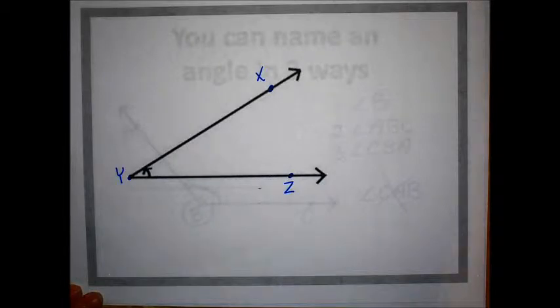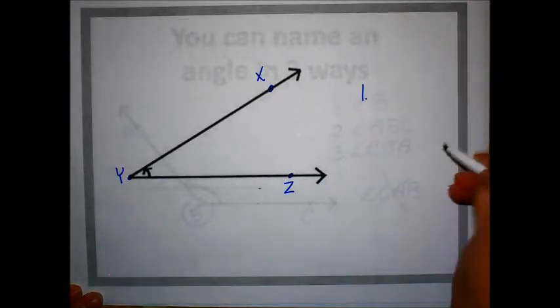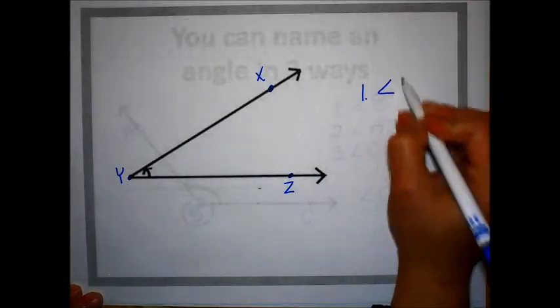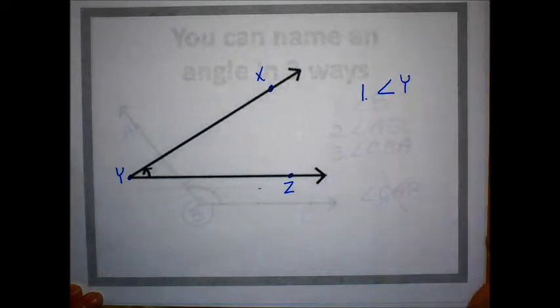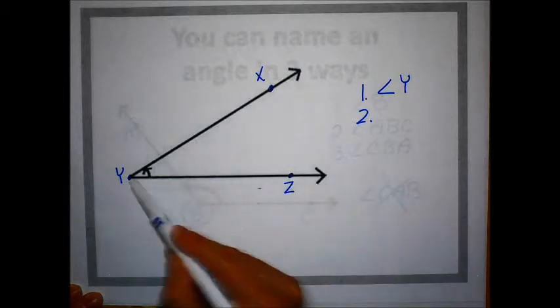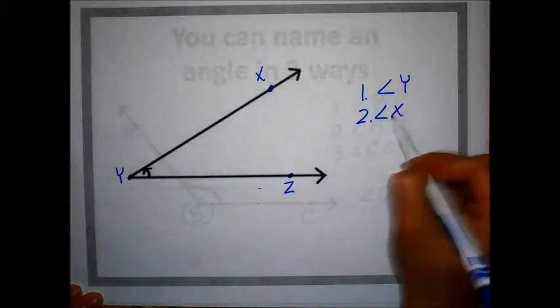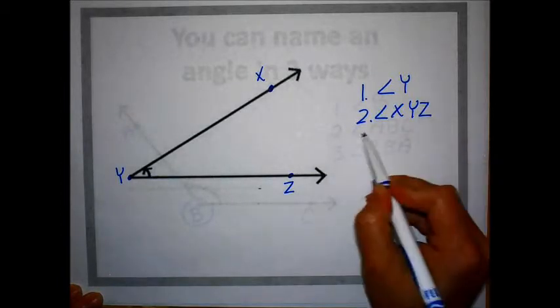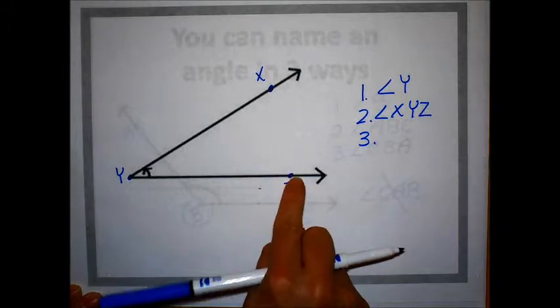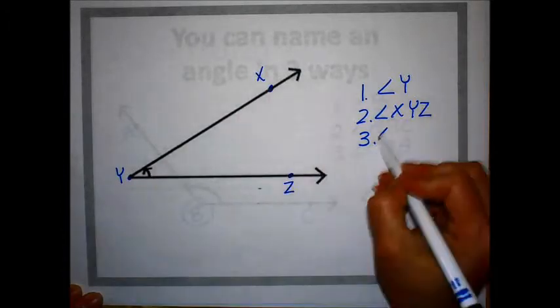Okay, let's check your work. One way that you could have named your angle was just by the vertex point, angle Y. I could have named it angle X, Y, Z. Or I could also name it angle Z, Y, X.